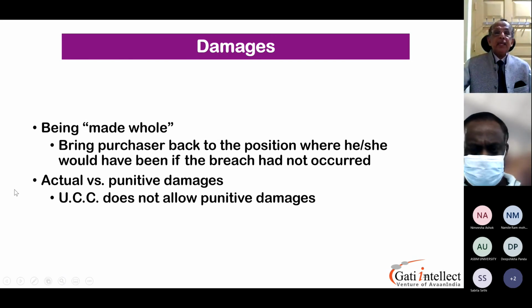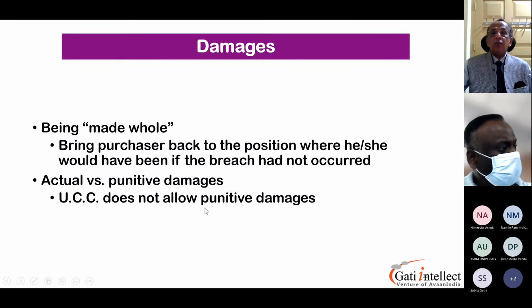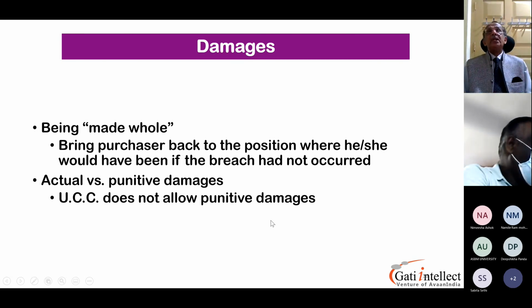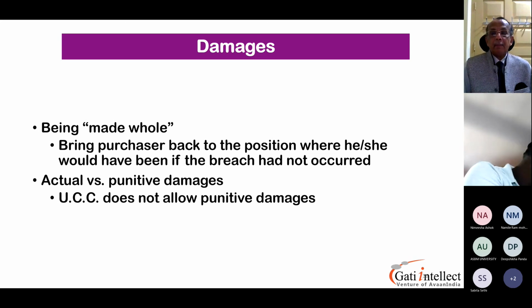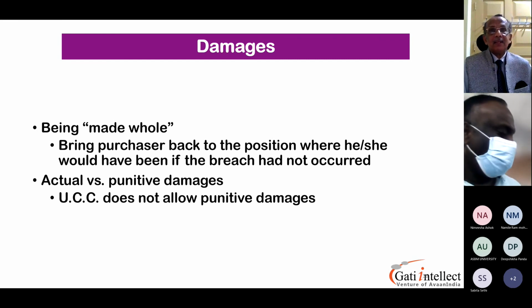So in the UCC, actual versus punitive damages: UCC does not allow punitive damages. Only actual is permitted, not imaginary damages. How does punitive or imaginary damages happen? Let me give an example. Let's say it's a container.